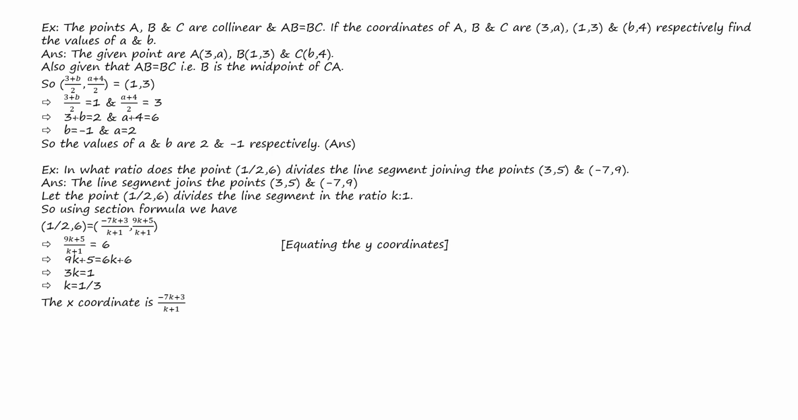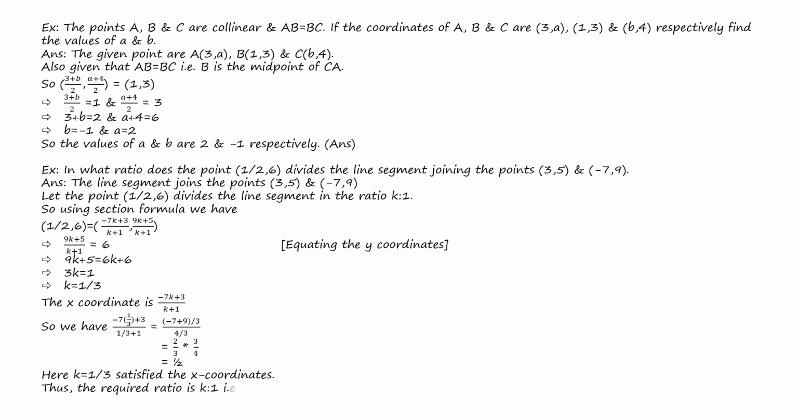The x coordinate is (-7k + 3)/(k + 1). So we have (-7 times 1/3 + 3) divided by (1/3 + 1), or it is nothing but ((-7 + 9)/3) divided by (4/3), or it is 2/3 into 3/4, which is nothing but 1/2, which is the given x coordinate. So here k equals 1/3 satisfies the x coordinate. Thus the required ratio is 1:3. That is the answer.